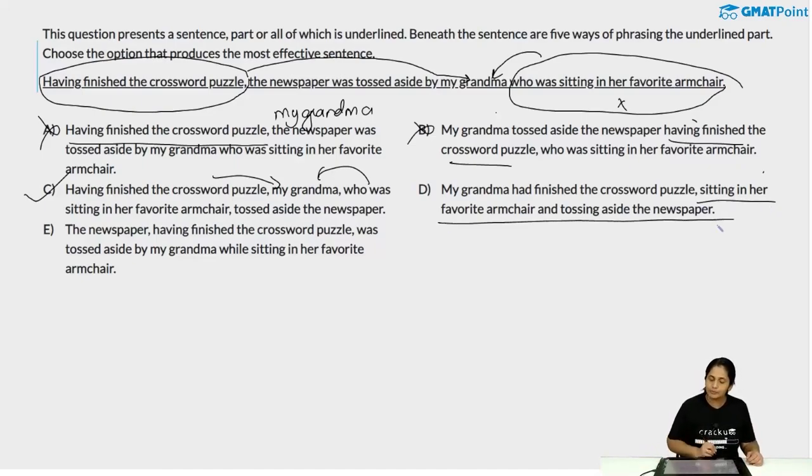What is this modifying? Sitting in her armchair. Who was sitting in the armchair? Was the crossword puzzle sitting in the armchair? No. So since this is a modifier modifying grandma, it should be next to grandma.